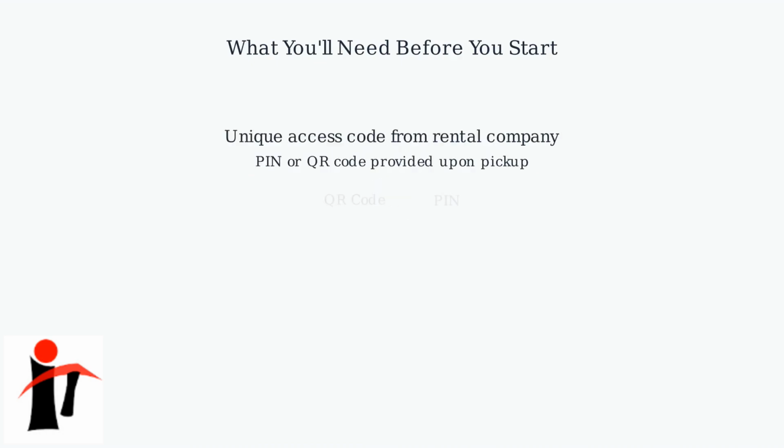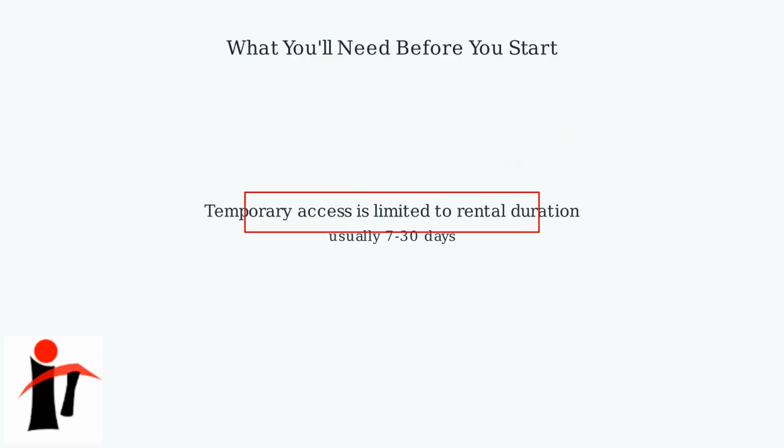The rental company will provide you with a unique access code upon vehicle pickup. This could be a PIN or a QR code that you'll enter in the Tesla app to gain temporary access. Note that temporary access to the rental Tesla is limited to the rental duration, typically ranging from 7 to 30 days, after which access automatically ends.